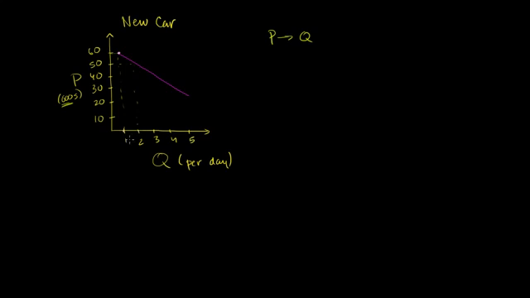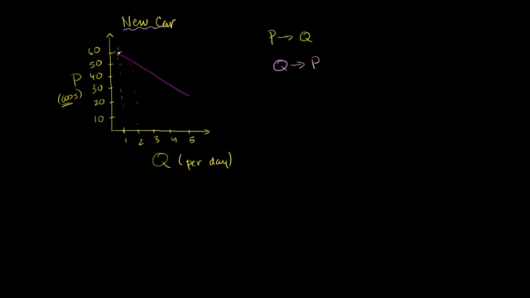What I want to do in this video is think about it the other way around. We're going to look at the exact same demand curve, the exact same relationship between price and quantity, but we're going to conceptualize it in our heads in a slightly different way. We're going to think about it in terms of quantity driving price. And to think of it that way, imagine that we are the producers of this given model of a new car. And we go the other way.